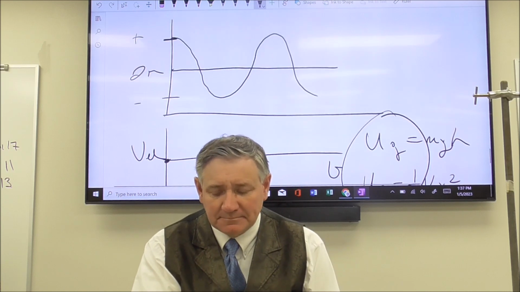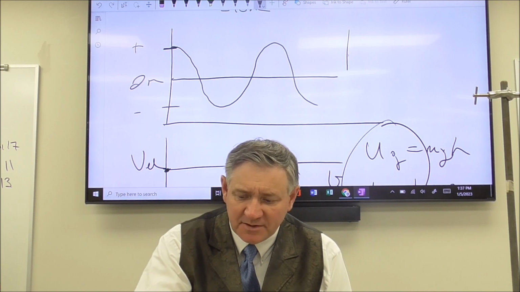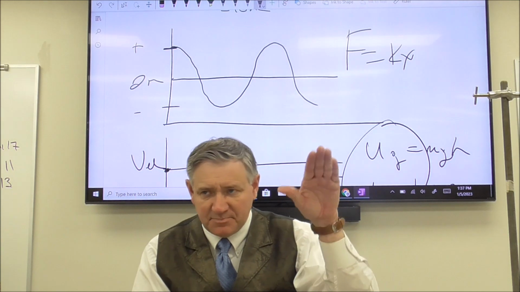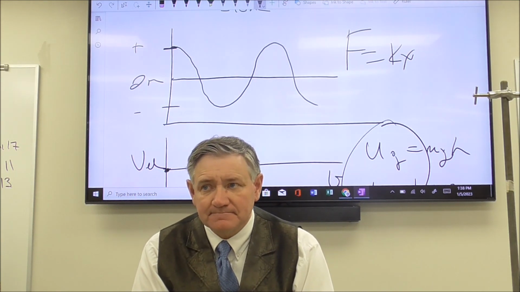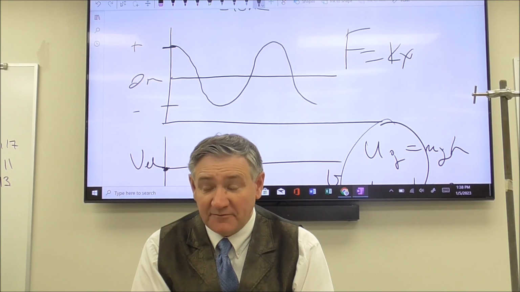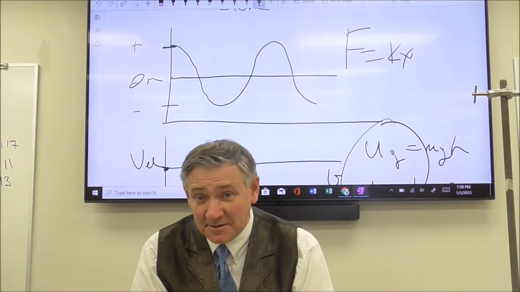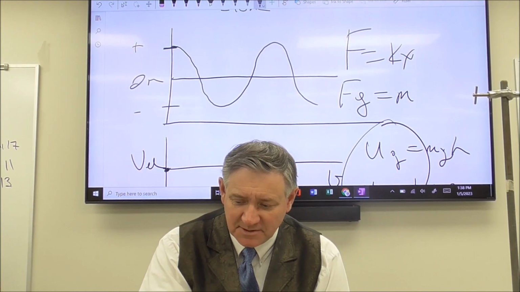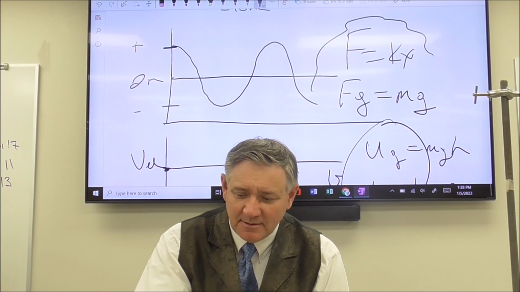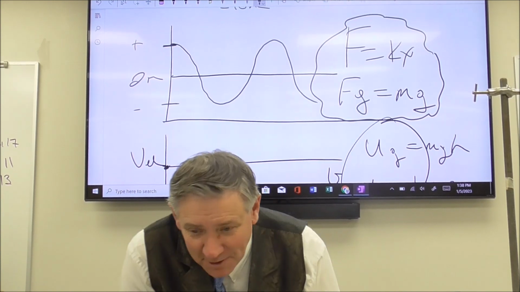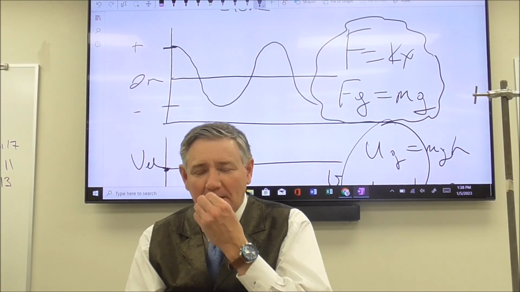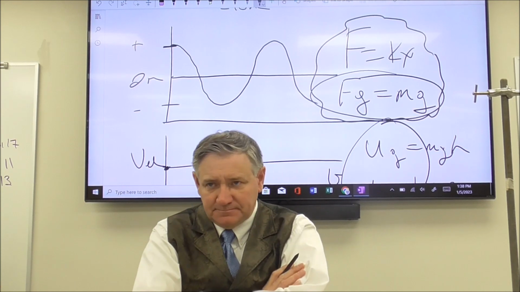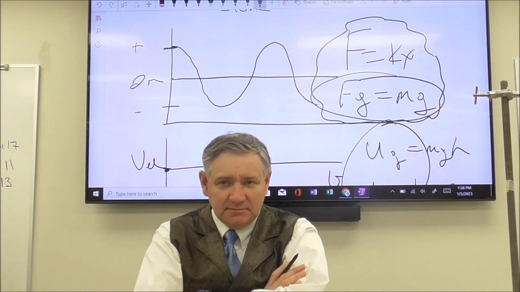So if you look at F equals kx, what are the two forces acting on that spring as it oscillates? Obviously, you have the force from the spring, and you have gravity. Fg equals mg. As it oscillates, what happens to the value of your gravitational force? It stays the same. It's not going to change.